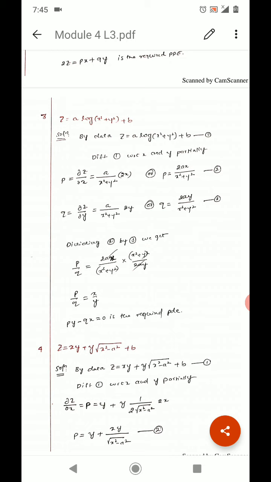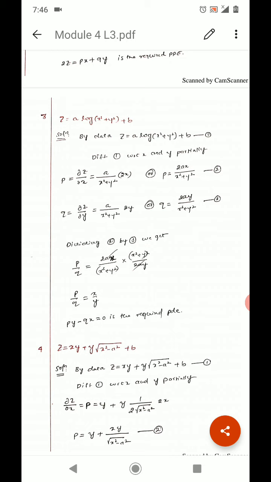square plus y square, and again differentiation of x square is 2x plus differentiation of y square is 0, since y square is a constant when we are going to differentiate with respect to x partially, plus differentiation of b is a constant, therefore that is also 0. So finally we have p is equal to 2ax divided by x square plus y square.